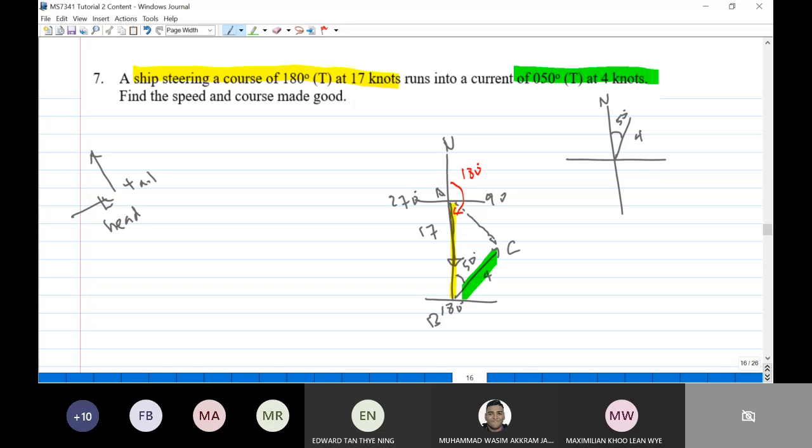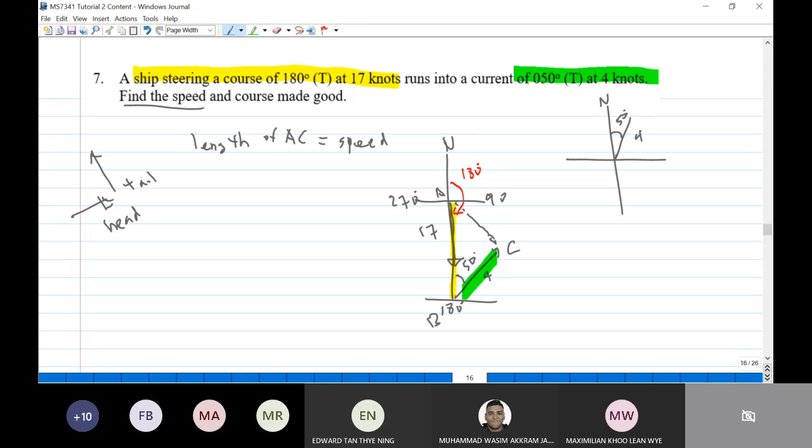Okay, so I can find the speed first. Can I find the speed here? I know 17 and 4, so AC, you can find the speed here. The length of AC is the final speed, right? Because the current actually slows the speed of the ship, because the current is almost in the opposite direction, right?